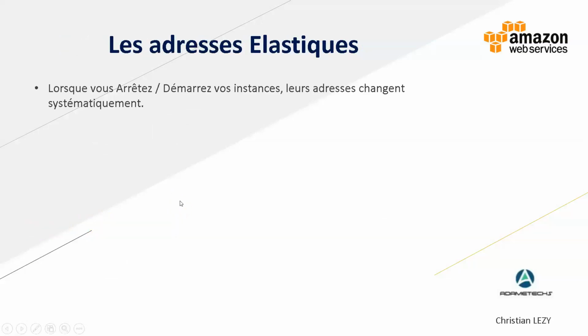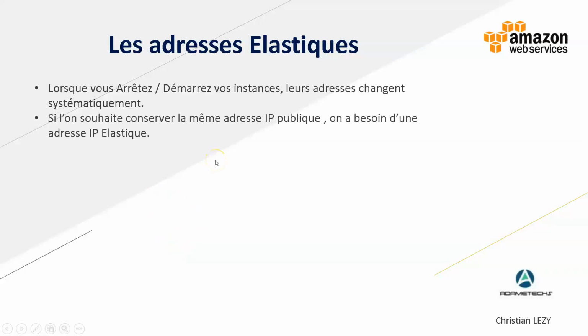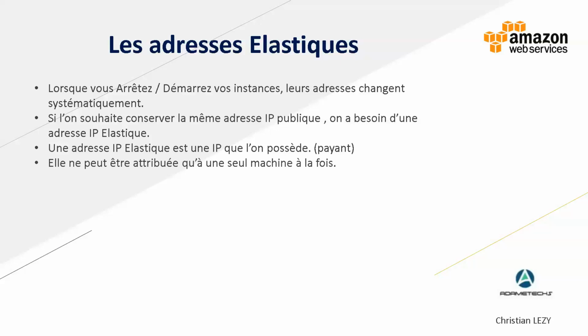When stopping a machine on AWS, the address changes systematically. If you want to keep the same public IP address, you need an elastic IP address. The elastic IP address is an IP that you own, that you reserve. It is a paid service. It can only be assigned to one machine at a time.